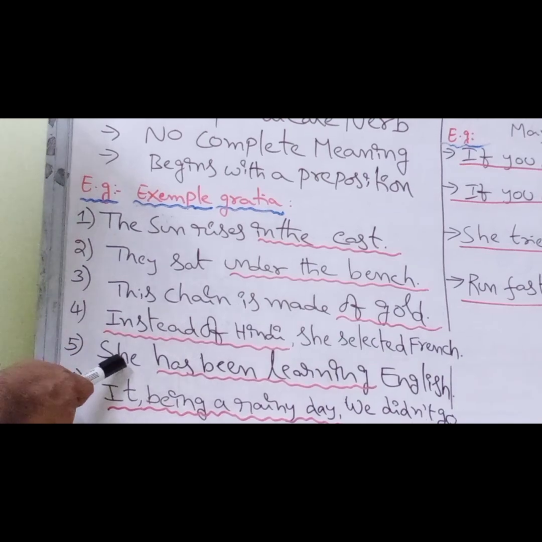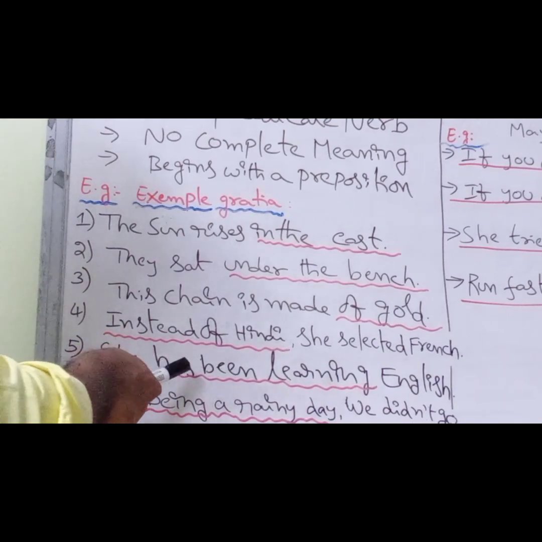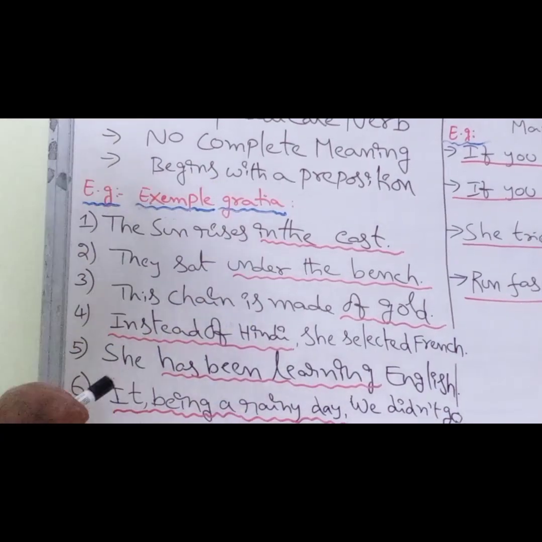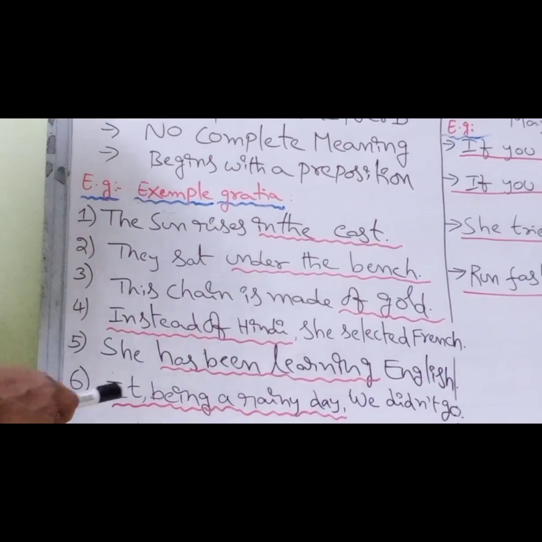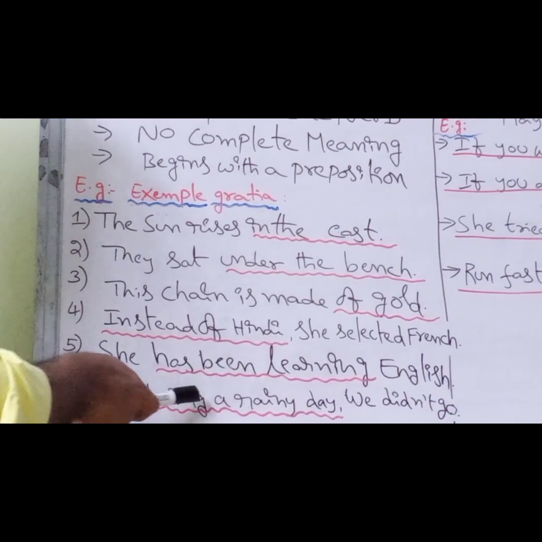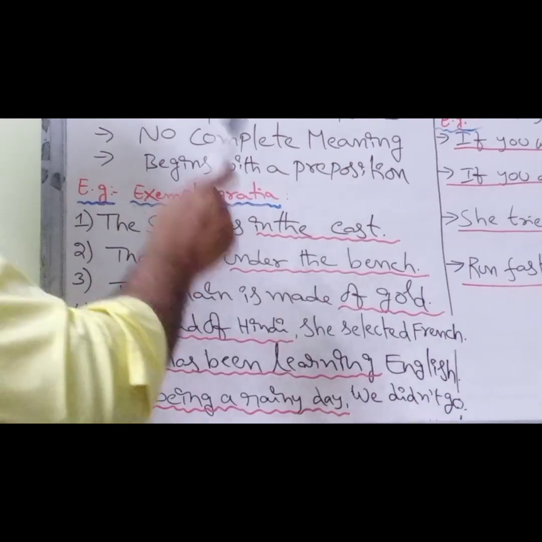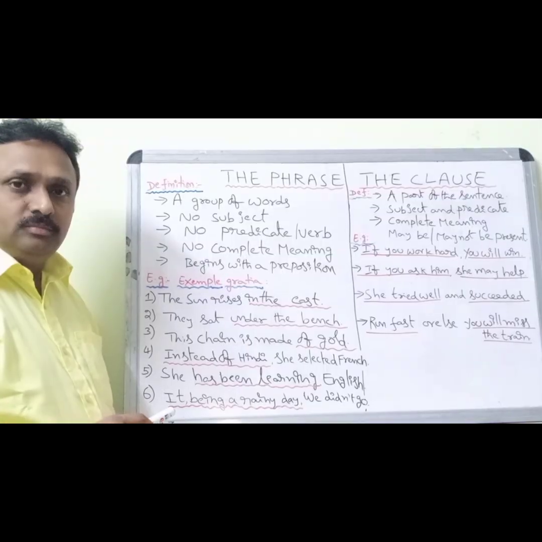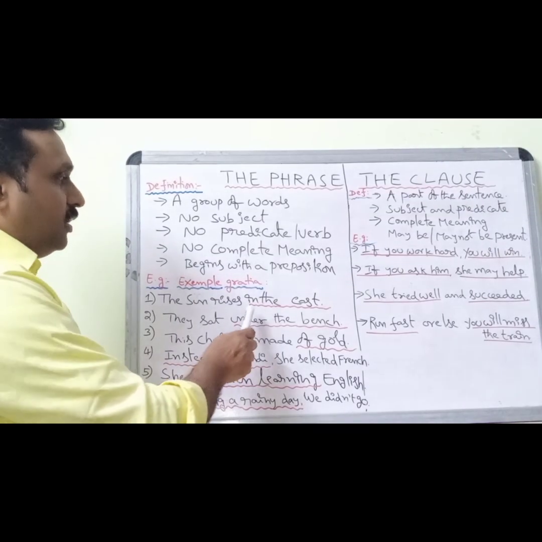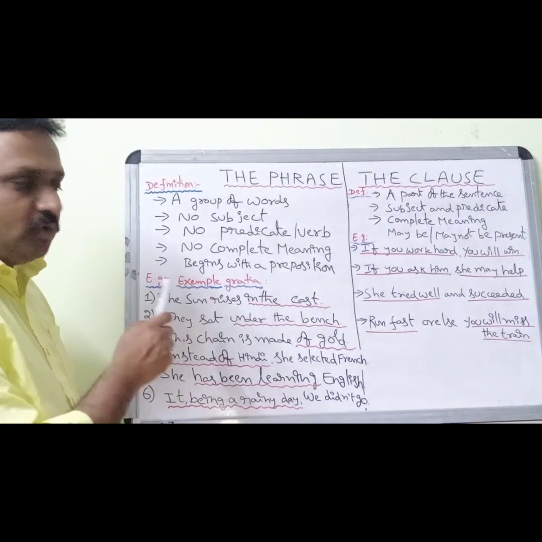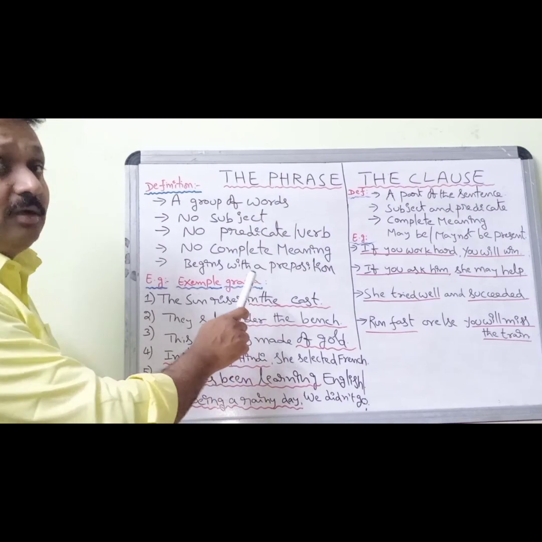In the fifth example, it is a group of three words, has been learning. And in the last example, it is the combination of words, it being a rainy day. So in these examples, all the underlined parts are called phrases. If you focus on the examples once again, only the underlined parts.